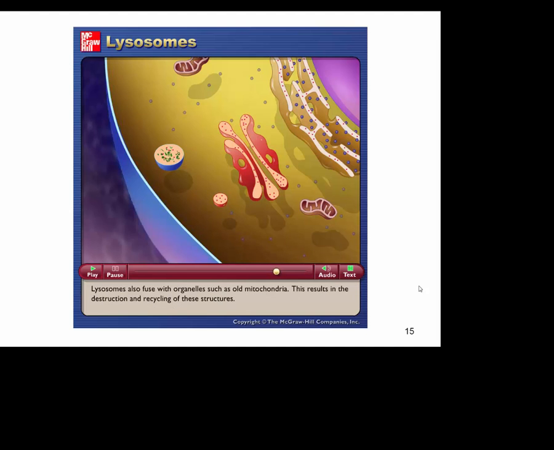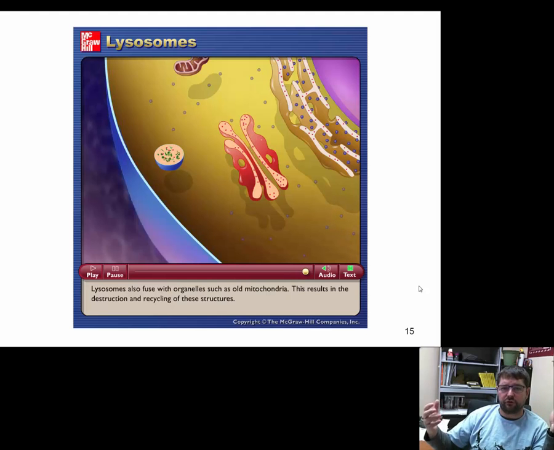Lysosomes also fuse with organelles, such as old mitochondria. This results in the destruction and recycling of these structures. So again, really two ways. Autophagy, where things are already inside that need to be broken up, okay? And then phagocytosis, or some type of cytosis where things are brought in: food, foreign bodies, these kinds of things can be dissolved and the nutrients are utilized.